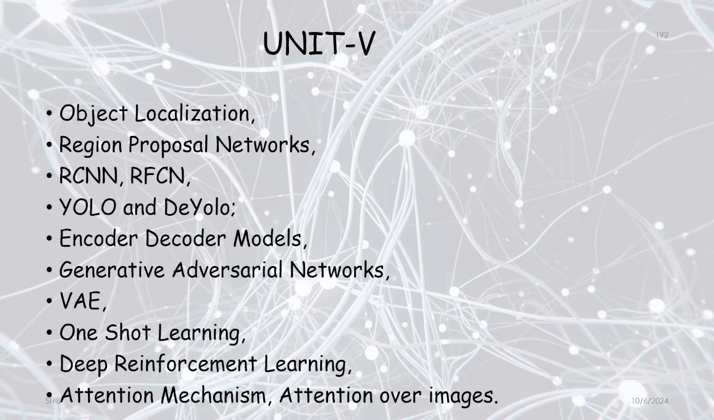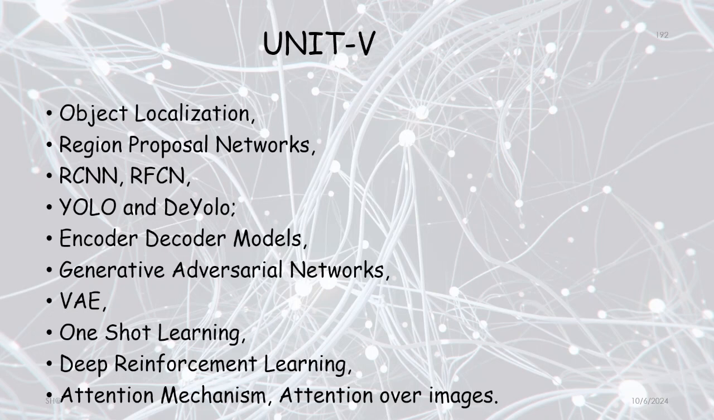So next one is encoder and decoder models. These are models which can transform the input data, such as converting text to sequences or images to captions. Next we have GANs, which stands for generative adversarial networks, which are mainly used to generate realistic images, videos and data. And they are useful for artificial intelligence creativity.